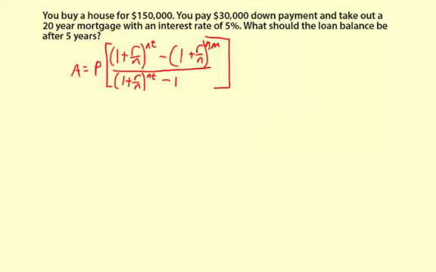And then you have 1 plus R over N again, and then to the NM power. And the M in this case is the years of payments made. And then you're dividing by 1 plus R over N to the NT power, and then minus 1. So let me go ahead and fill this whole formula, and then we'll use a calculator from there.